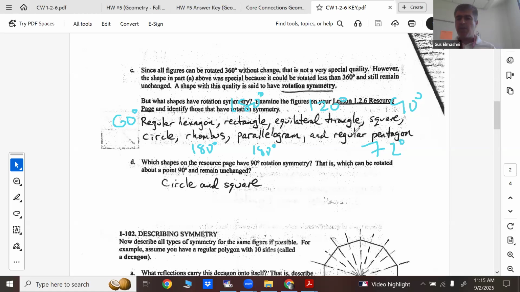And then which one has 90-degree rotation? Only a circle. The circle rotates 90. Yeah, because if you rotate a circle, even 0.1 degrees, it's still the same thing. The square, of course, you have to rotate 90.